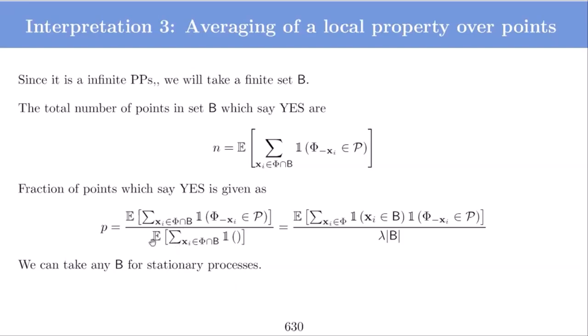And the numerator, you can write equivalently as the summation over all points of the indicator that xi belongs to B times the indicator that phi minus xi has the property p, right? So for all points where xi is not in B, this will be 0. So whether you count over all points and multiply by this indicator, this will eventually remove all the points which are outside B, and you're only counting the indicator for the points inside B.